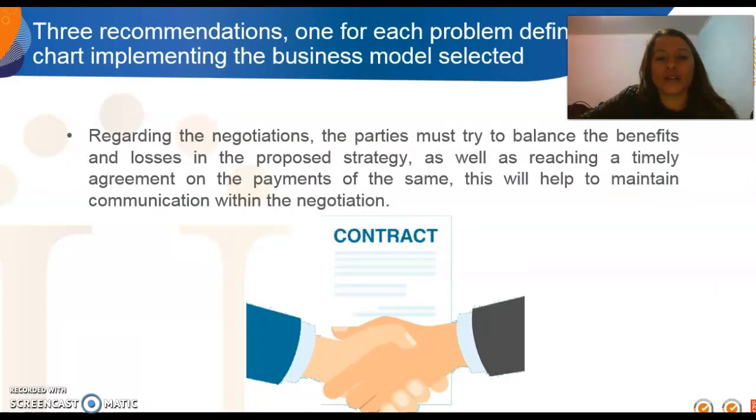Recommendations for each problem defined in the chart, implementation of the business model selection. Regarding the negotiation, the parties must try to balance the benefits and loss in the proposed strategy as well as reaching mutual agreements on the payments of the sum. This will help improve communication in the negotiation.